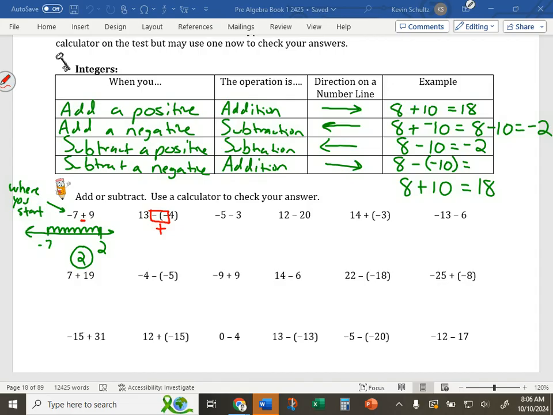The operation, everything you know as far as direction, is in between the numbers. 13 plus 4, Claire? 17. And that would be the answer. Okay?